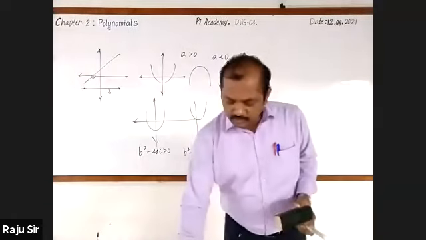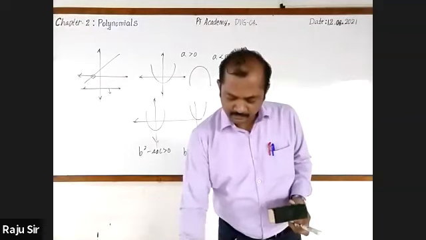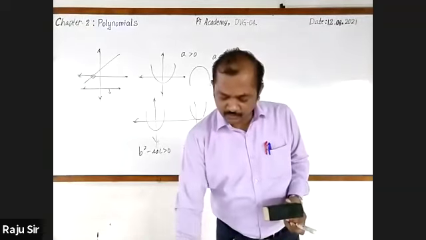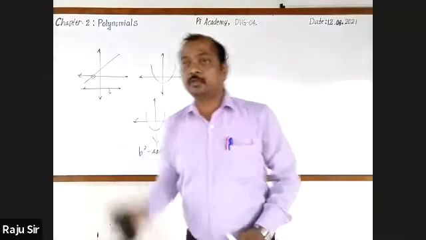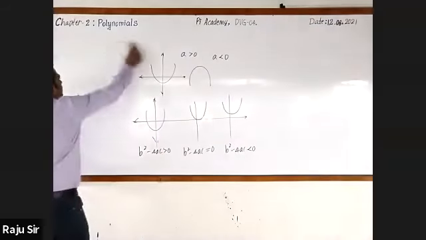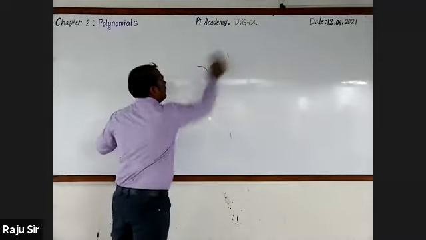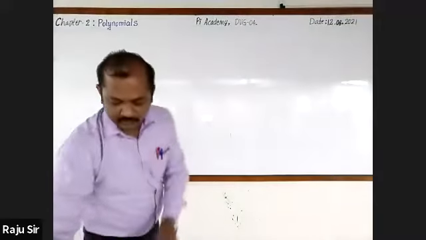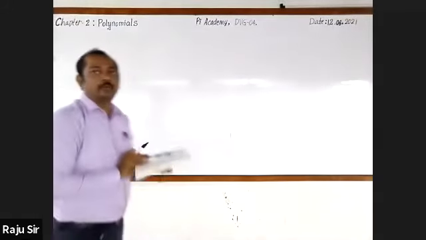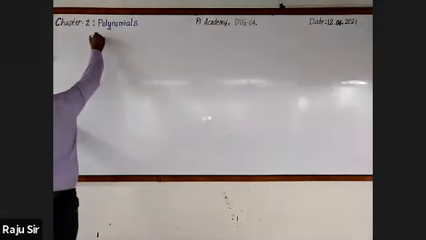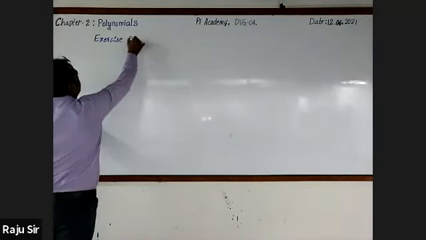Now, directly I'll move on to exercise questions. Please go for writing. Exercise 2.1. Very simple one. You are just going to identify the number of zeros.